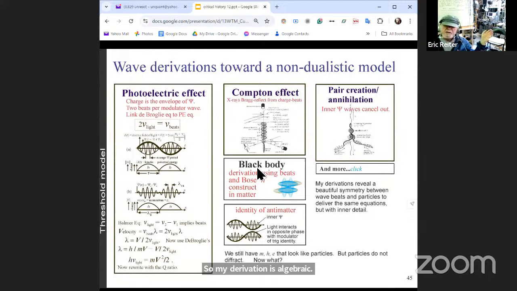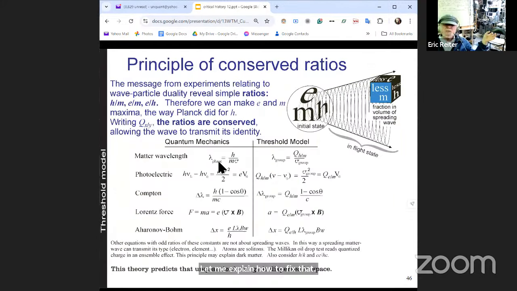Then there's the derivation of these and understandings of these other effects. But what are these little m's and h's and e's doing in the equation, which look very particle-like? Here I am saying it's a wave derivation, but let me explain how to fix that. If you look at the experiments that are famous for the wave effects amongst physics, you'll find ratios that describe the experiment. This would be the electron diffraction experiment.